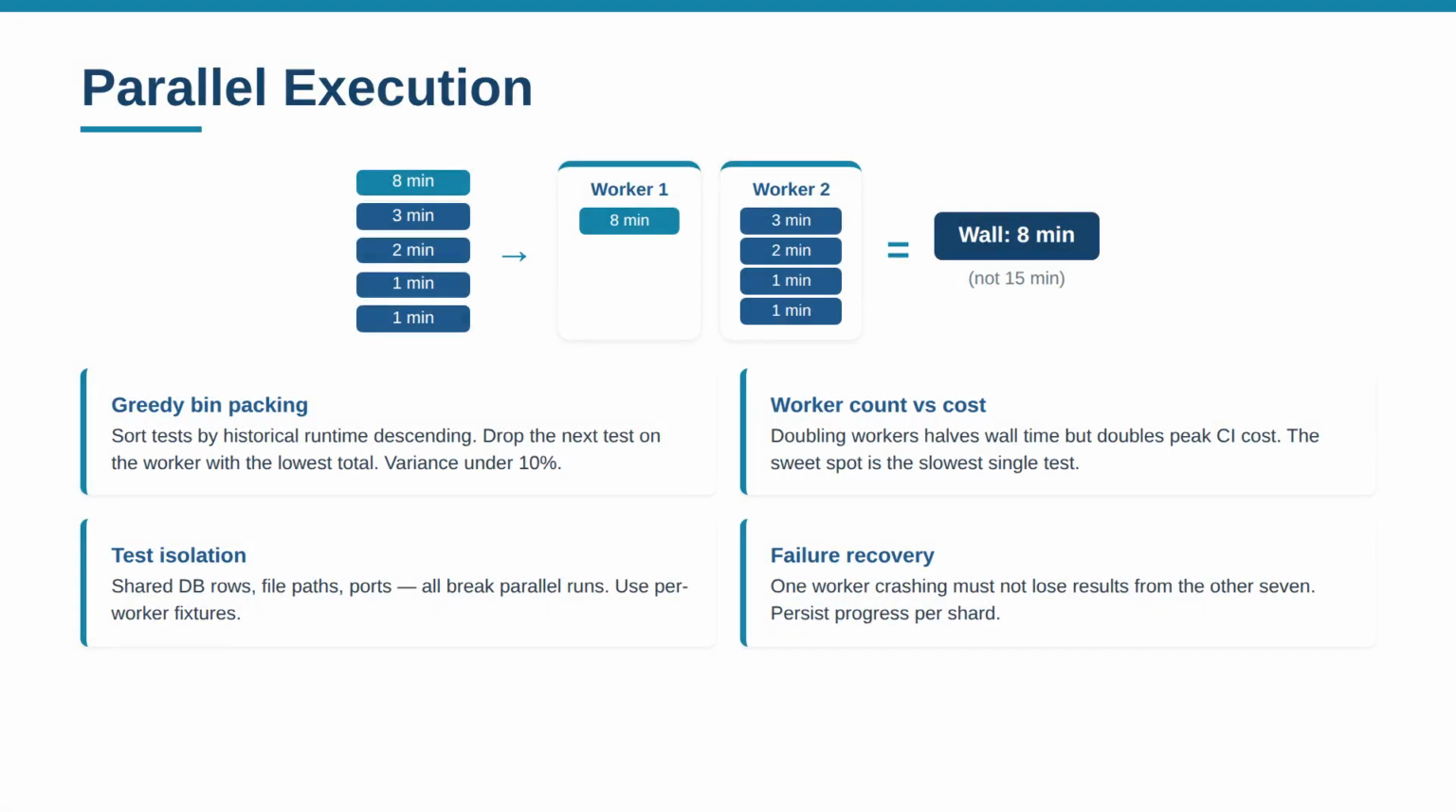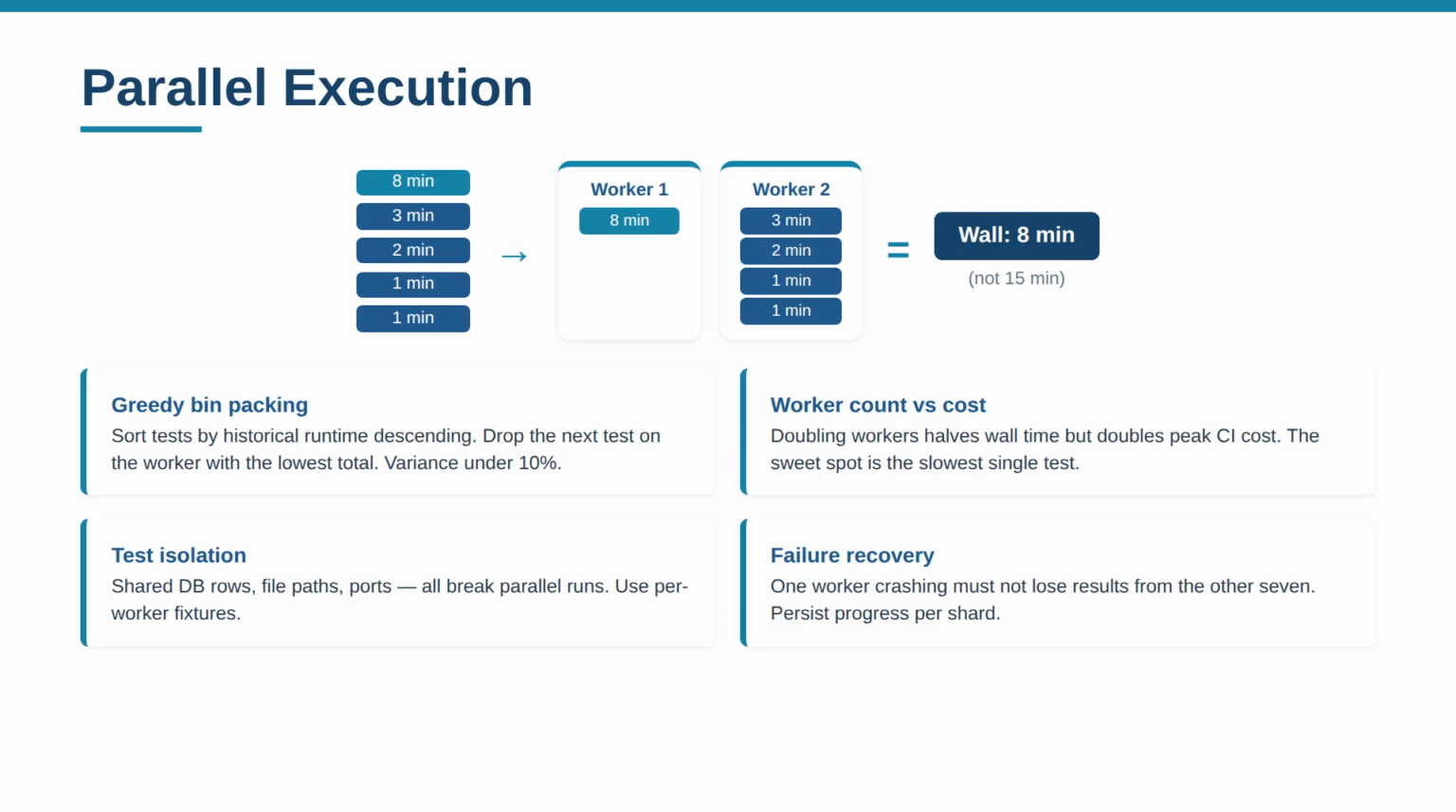Parallelism is the biggest lever you have on wall clock time. Here's the intuition. If you have tests that take 8, 3, 2, 1, and 1 minute respectively, in serial, that's 15 minutes. Distribute them across 2 workers with the 8-minute test on worker 1 and the rest on worker 2, and your wall time drops to 8 minutes. You've cut execution time nearly in half with no changes to the tests themselves.